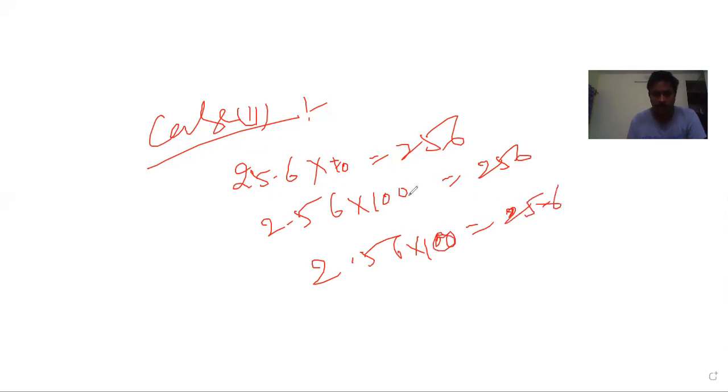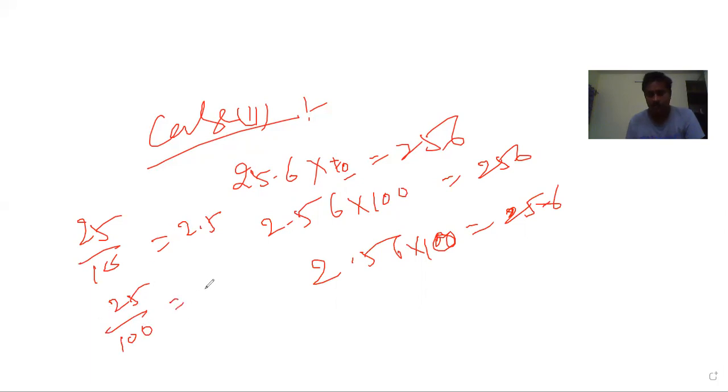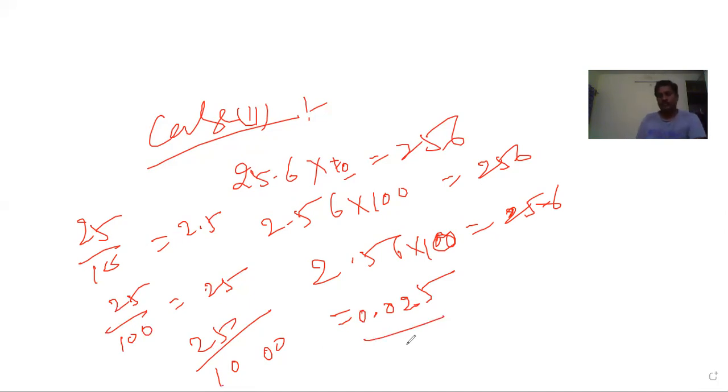Here 10 means the decimal moves one step. 2 zeros means 100, it moves 2 decimals, and so on. 25 by 10: now the decimal moves from right to left, so 2.5. 25 by 100: the decimal moves from right to left 2 digits, 0.25. 25 divided by 1000: the decimal moves from right to left 3 digits, so 0.025.